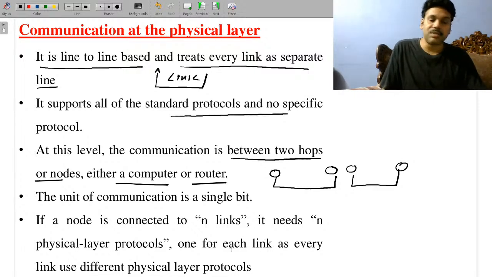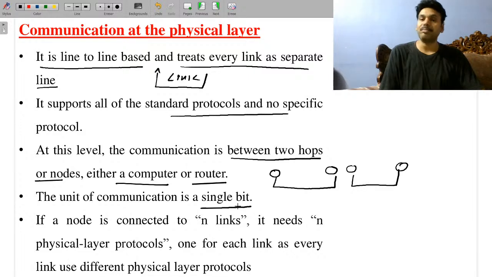So what is the unit of PDU, protocol data unit, of your physical layer? The protocol data unit of your physical layer is nothing but what? A single bit or bits. If there are n links, then there is a requirement of what? N physical layer protocols.